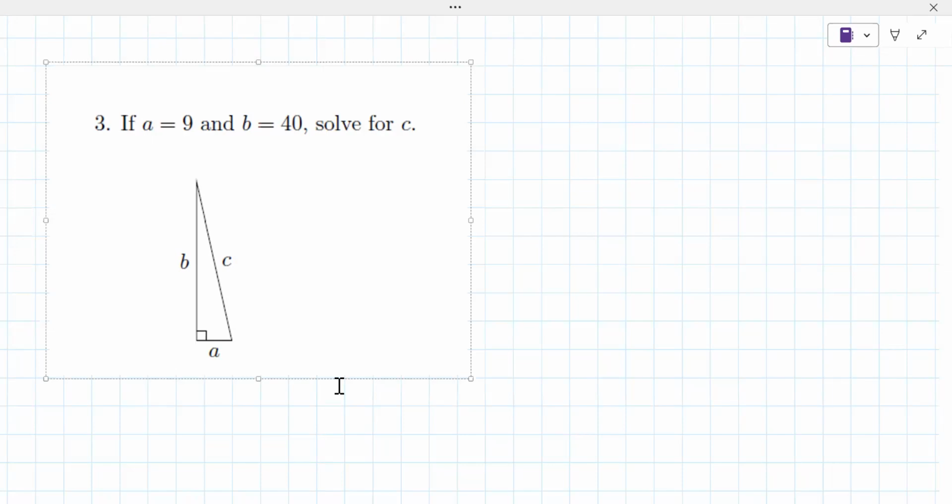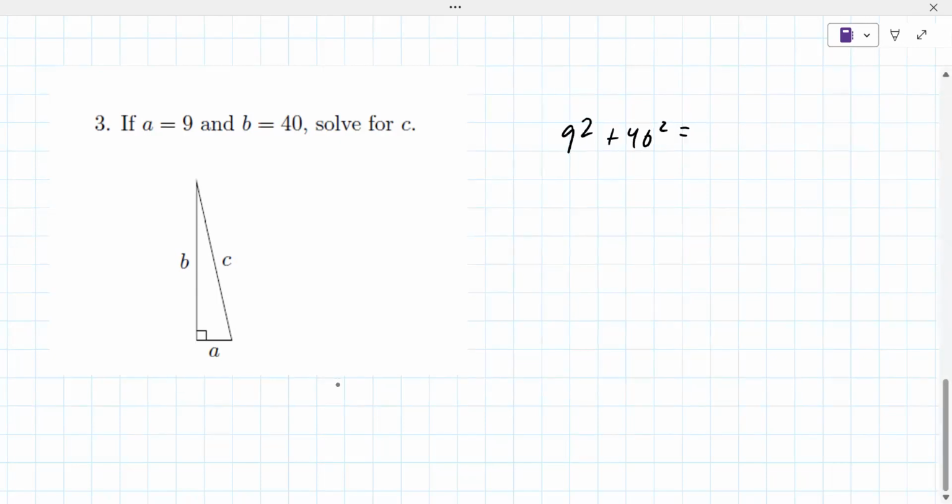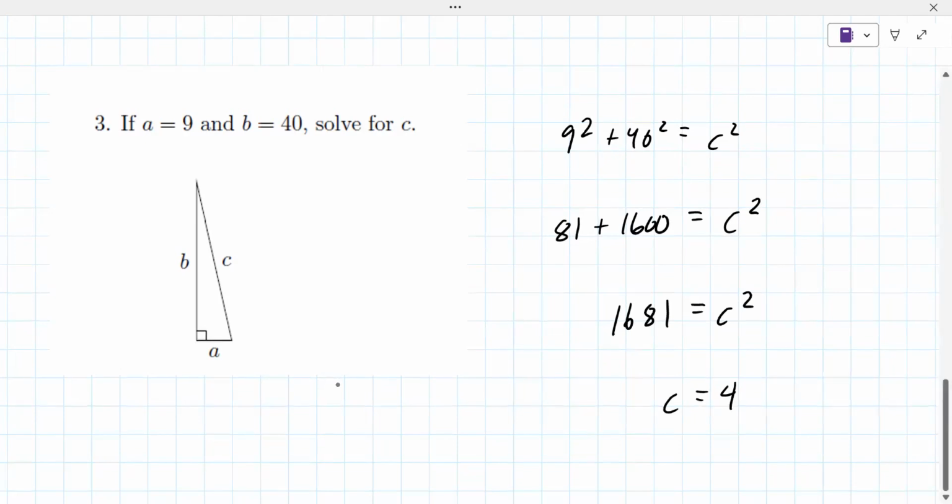equals 41. So that is correct. So we got 9 squared plus 40 squared equals C squared. And that's 81 plus 1600 equals C squared. 1681 equals C squared. So C equals 41, you said, right? Yes. Yep. Okay. Great. Any questions on that? No, I'm good.